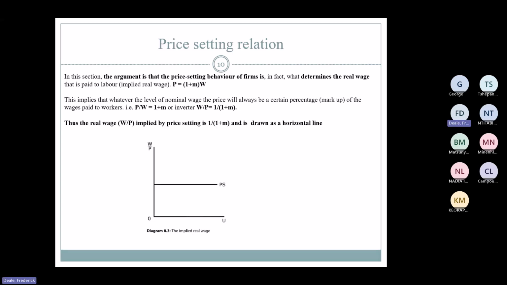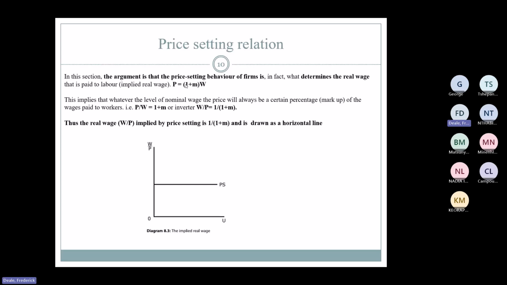all on one chart. But how do we actually draw this on the same chart? Unemployment on the x-axis and real wages, so W over P, on the y-axis. How do we set or draw the price setting relationship?